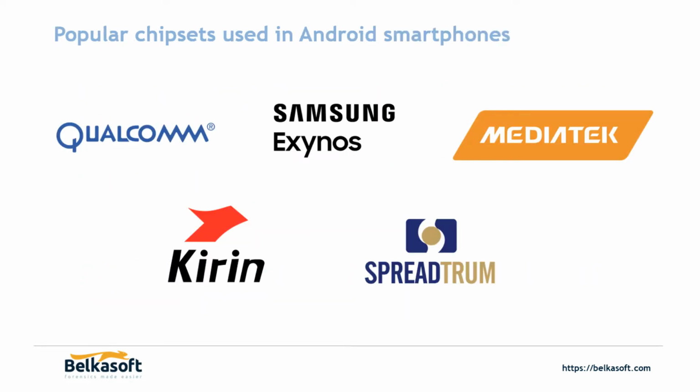So the variety of hardware can be a real pain for an examiner, to be specific chipsets. And the popular chipsets used in mobile devices under Android operating system include Qualcomm, Exynos, MediaTek, and chipsets like Kirin and Spreadtrum.